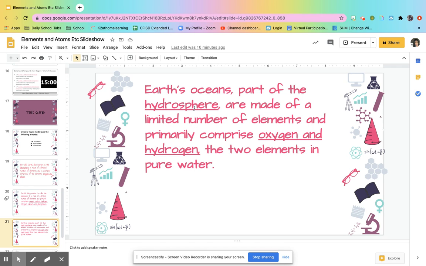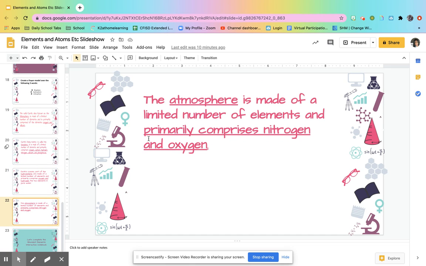The next sphere that we want to talk about is your hydrosphere. Earth's oceans are a part of your hydrosphere, and they are made of a limited number of elements and primarily comprise oxygen and hydrogen, right? We know water is made of hydrogen and oxygen, so that one's kind of a giveaway. The atmosphere is made up of a limited number of elements and primarily comprises nitrogen and oxygen, okay?